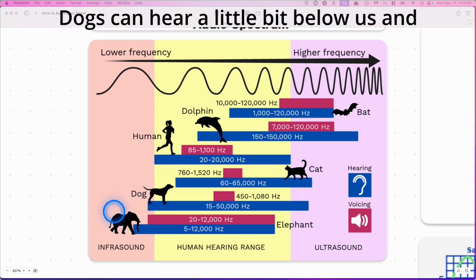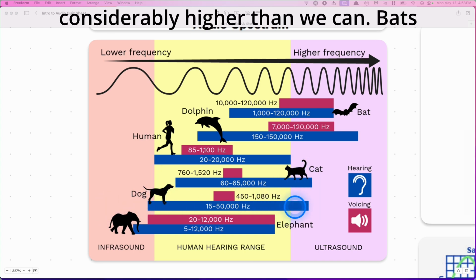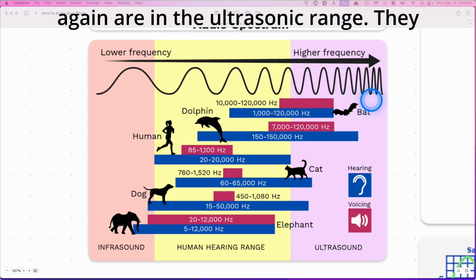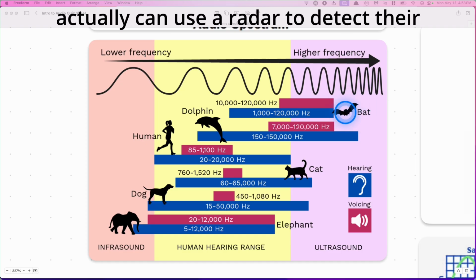Dogs can hear a little bit below us and considerably higher than we can. Bats, again, are in the ultrasonic range. They actually can use a radar to detect their prey.